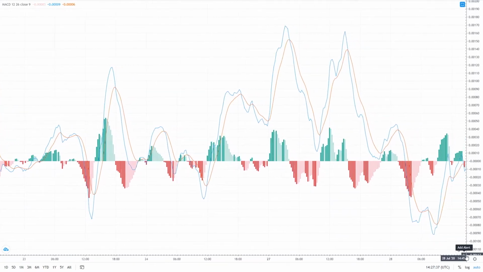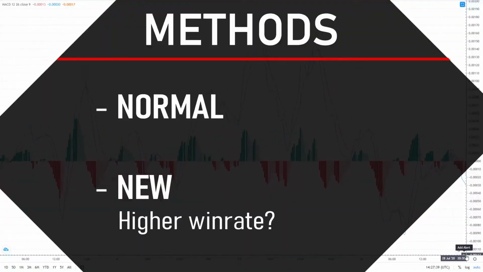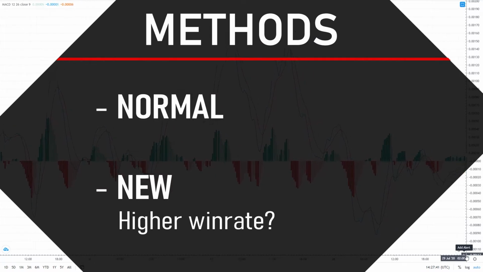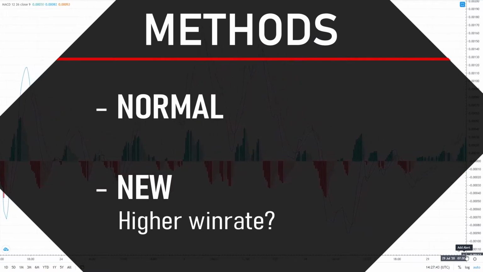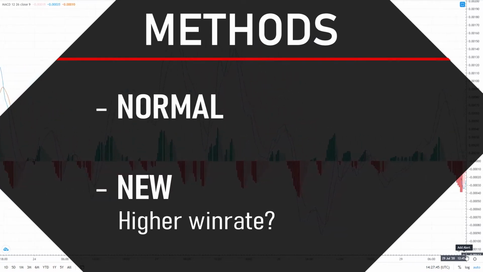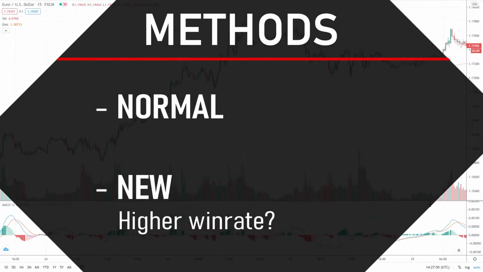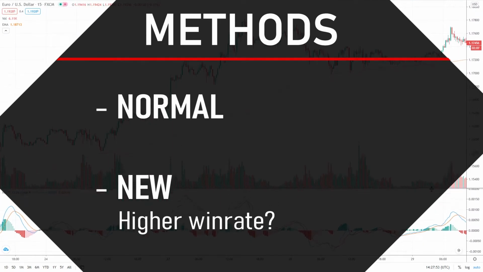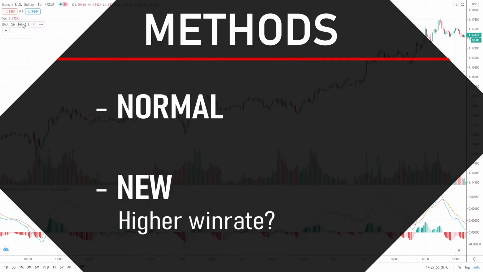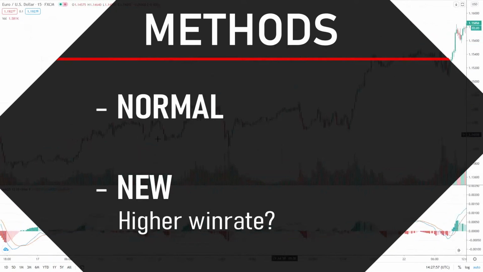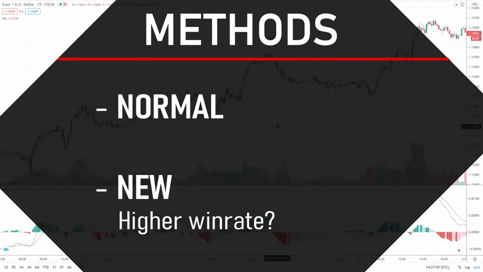So first, there are two methods that I'm going to be testing with the MACD indicator. The first method I'm going to call the normal method, which is just your normal way of using the MACD. The second I'm going to call the new method. This method still uses the MACD indicator, but in a very different way. Some say that this second method actually gives a higher win rate. Let's see.